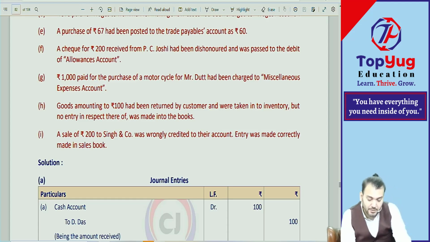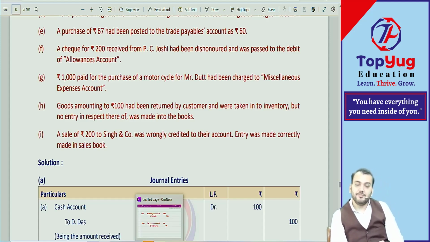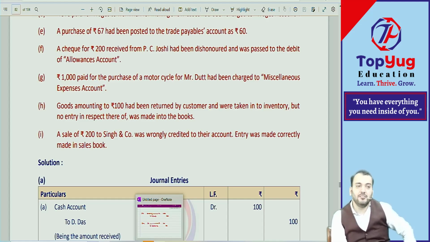Last one we see. A sale of 200 to Singh and Company was wrongly credited to their account. Entry was made correctly in the sales book. You'll say this one. Suspense account debit to? Whenever there is this type of question, do the correct, the wrong, and then find out. Everything you will not do orally. So check it. It is a little interesting.